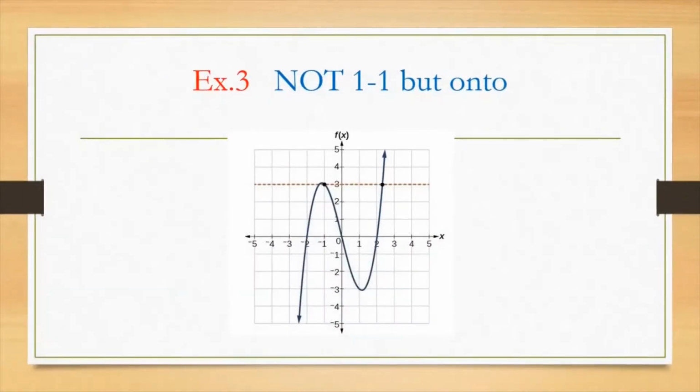So next is a function which is not one-one but onto. Consider this dotted parallel line. There are 2 points, this one and this one, at which it cuts the curve. So it is not one-one. But if we take any point on the y-axis, it is the image of some point. So this is an onto function, but it is not one-one. If we take a line passing through 1 and parallel to the x-axis, it cuts at more than one point. So it is not a one-one function.